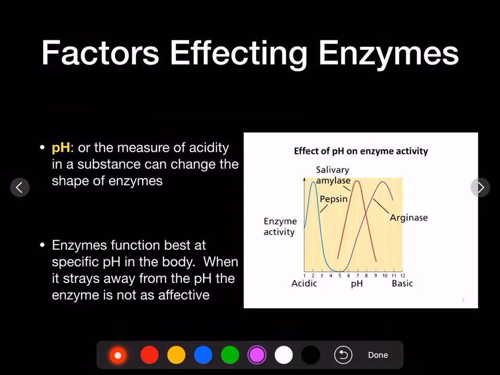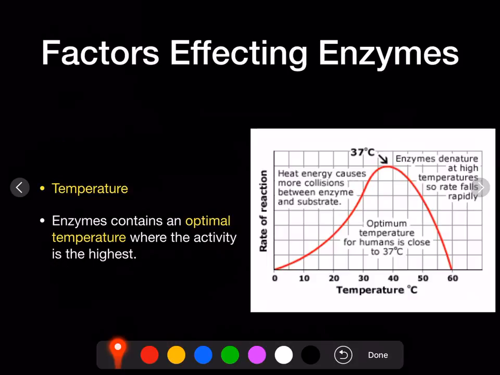Now there's a couple of factors that affect enzymes, and the first one we have is pH. Enzymes only work at certain pHs. pH is just a measure of the acidity in a substance that can change the shape of an enzyme. Enzymes function best at specific pHs. If you look here, we have pepsin, amylase, and arginase, and each one of these enzymes is in a different part of the body. For example, pepsin is found in our stomach acid, which is why it works in a very acidic place. Amylase is in our saliva, which is pretty neutral. And arginase occurs in a very basic solution. So these three different enzymes work best at different pHs depending on where they're found in the body.